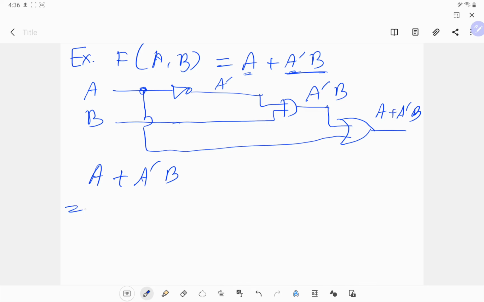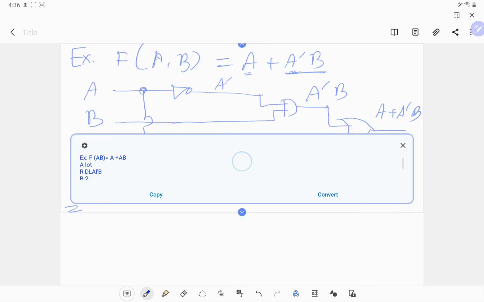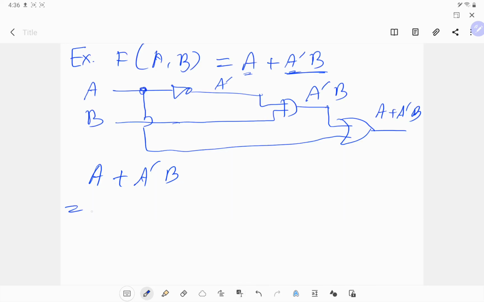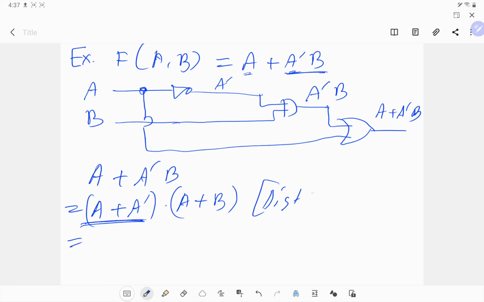So now if we want to use the distributive here, then we get A plus A prime times A plus B. We know that A plus A prime, so put it here, distributive. So A plus A prime equals 1 times A plus B. The 1 times A plus B equals A plus B. So that's, I believe, the simplified.